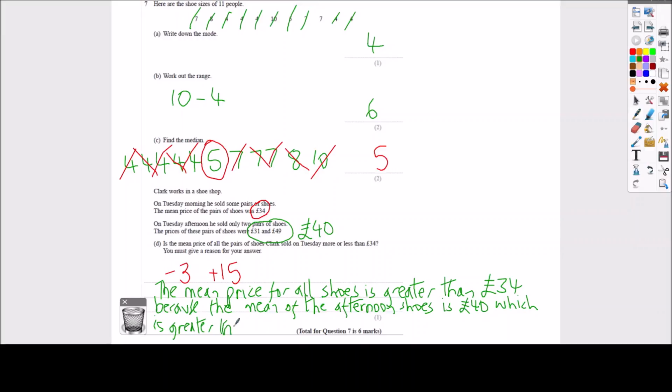Okay, as I said, if you went and explained that 31 is only 3 below 34, whereas 49 is 15 more than 34, and 15 is greater than 3, then that would also be perfectly good.